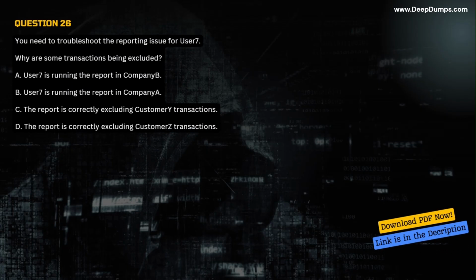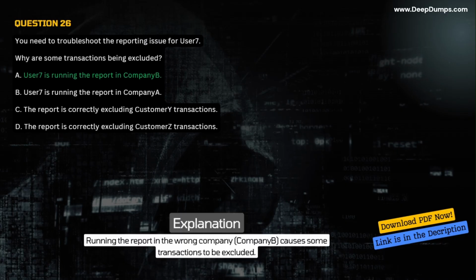Question 26. You need to troubleshoot the reporting issue for user 7. Why are some transactions being excluded? A. User 7 is running the report in Company B. B. User 7 is running the report in Company A. C. The report is correctly excluding customer Y transactions. D. The report is correctly excluding customer Z transactions. Correct answer A. User 7 is running the report in Company B. Explanation. Running the report in the wrong company, Company B, causes some transactions to be excluded.